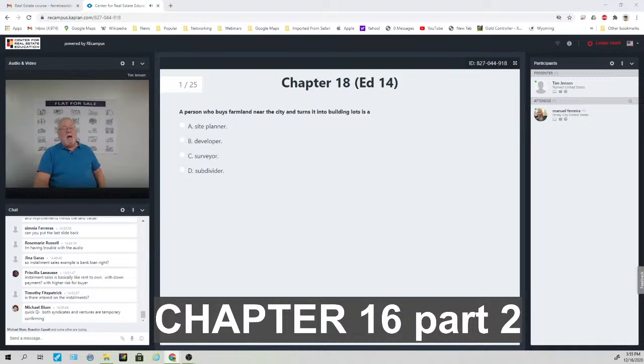Overall subdivision guidelines are set by B, the New Jersey Municipal Land Use Laws. 84% of you got that correct. Good job. Number 3, local governments often regulate subdivision through their, which department?